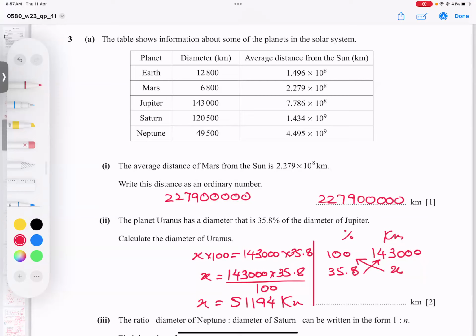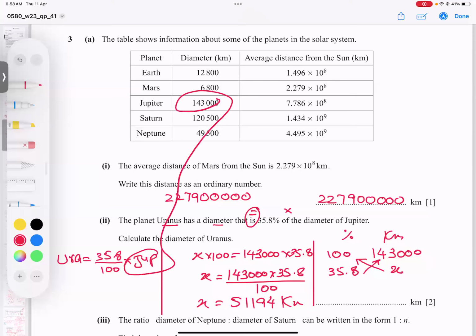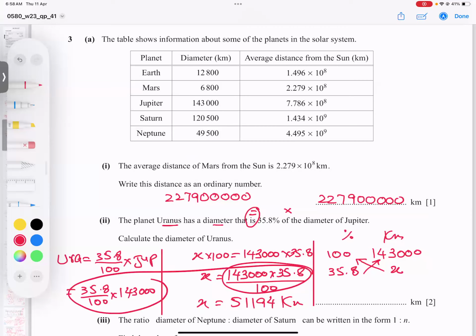We have a second method too, and I'm going to show it to you. What is the second method, students? Have a look now. Uranus has a diameter of this much, so 'of' is equal to a multiply sign. Uranus equals 35.8 times, percentage meaning divided by 100, times the diameter of Jupiter. Jupiter is equal to this number, so if I plug in the number, I will get my direct answer. This is method number two, with 143 and 000. All this is the same writing style, and the answer is coming the same: 51194 kilometers.